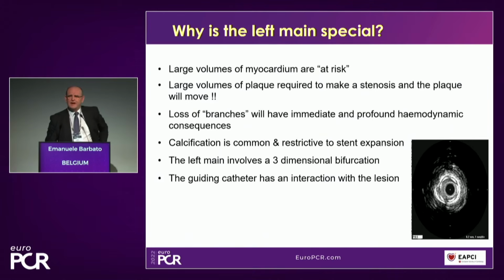Because ultimately the left main is special to everyone in this room. Why is the left main special? Well, because it supplies 2/3 of the heart's blood, at least. Because a lot of plaque goes to make that narrowing happen. It doesn't happen with a small amount of plaque, and that plaque can move, and when a lot of plaque moves, then there will be consequences. And if you lose a branch during left main intervention, there will be hemodynamic consequences.